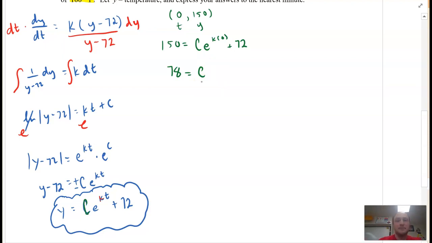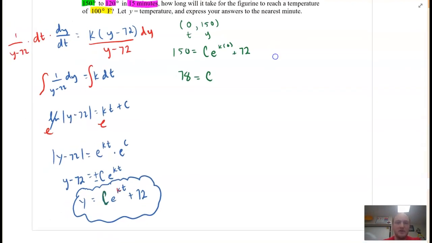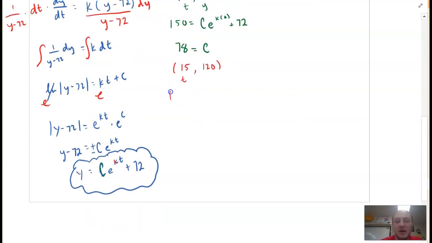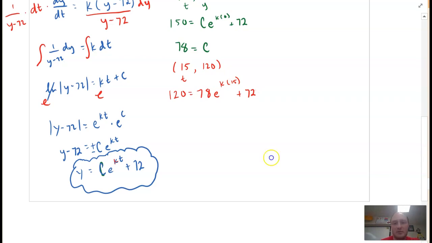All right, that's good. The next thing that we're going to do is I want to go ahead and solve for k. Well, now that I know that c is equal to 78, they also tell us here that after 15 minutes, the object is now 120 degrees. So they give you essentially another point. We can go ahead and plug this in. I know my equation is 120 equals 78, that's c, I'm plugging that in, times e to the power of k. I still don't know what the growth or decay rate of this is, and times t, which is 15, plus 72. So we'll go ahead and solve for k.